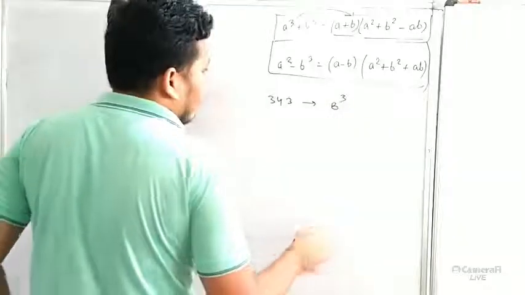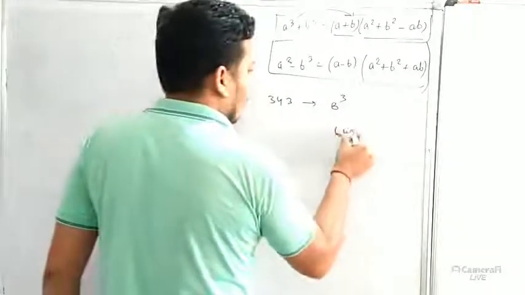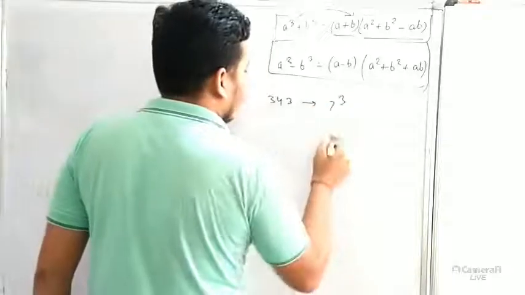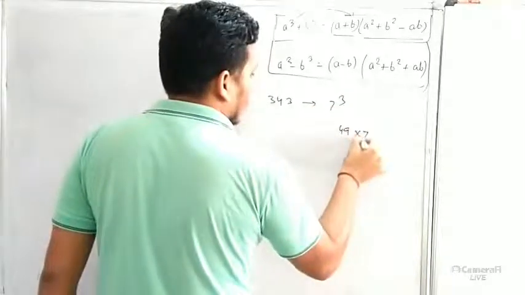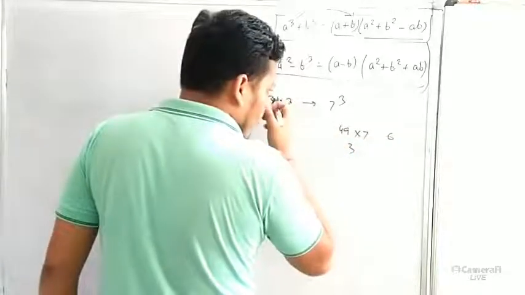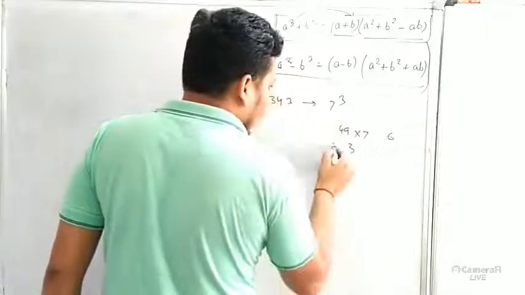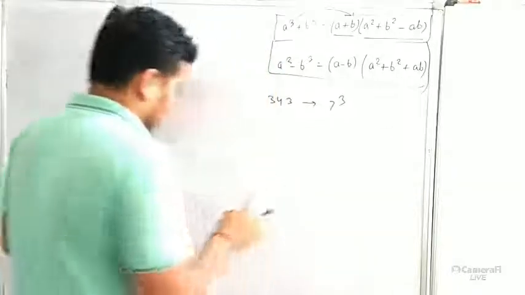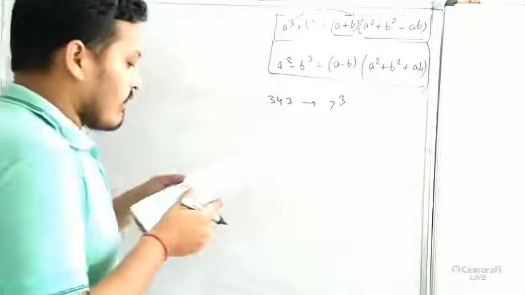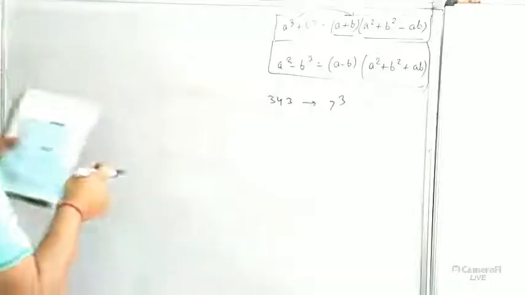Cube of 7: 7 times 7 is 49, 49 times 7 is 343. And same for 512. The next number is 512, it is the cube of 8. For you, why you can take common here.